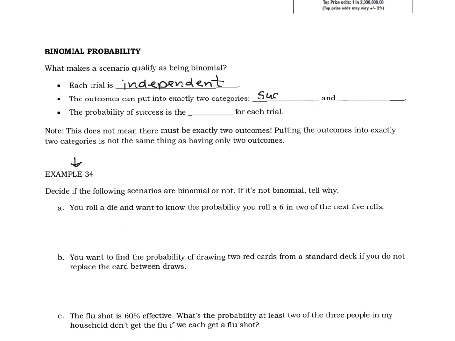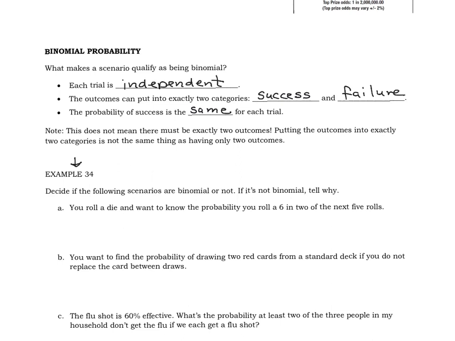Success, either that event happens, and failure, that event doesn't happen. The probability of success is the same for each trial. Note, this does not mean that there must be exactly two outcomes. Putting the outcomes into exactly two categories is not the same as having only two outcomes. So example 34a is a perfect example of that.